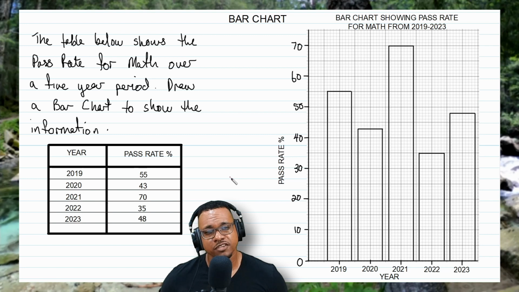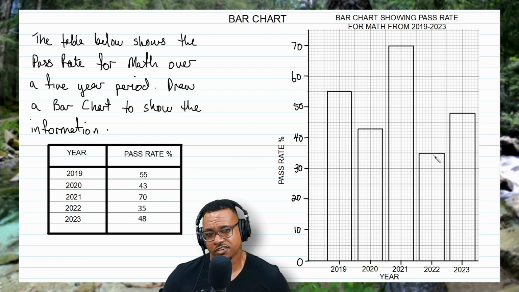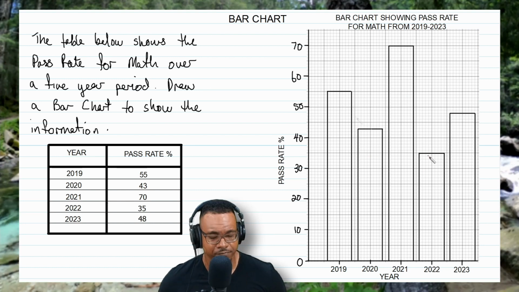Now remember, the purpose of drawing these charts in statistics is so that it could represent the information visually, so that we can pick up on patterns and trends easily. Now the strength of the bar chart is that we can see which category is the highest, we can see which category is the lowest, and we could also compare the categories and see which one is more than the other or less than the other. And that will bring us to the end of this video.